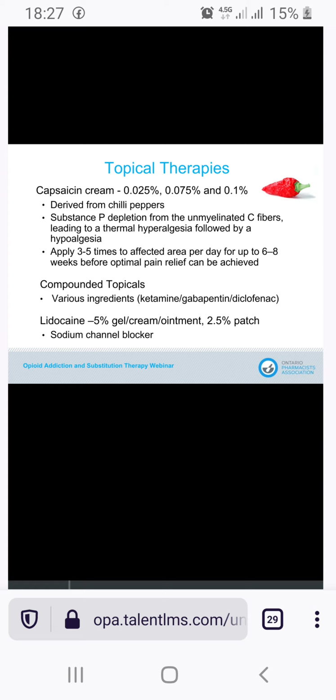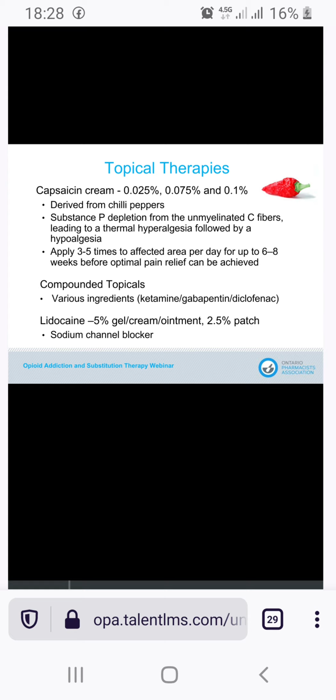Other agents that I've seen in practice are compounded topical agents, and they come in a variety of different ingredients. I've just listed probably the most common ones I see. I've seen sometimes amitriptyline added in. So obviously you would have to have a compounding pharmacy of sorts to have these ingredients put into these creams to help with some neuropathic pain symptoms.